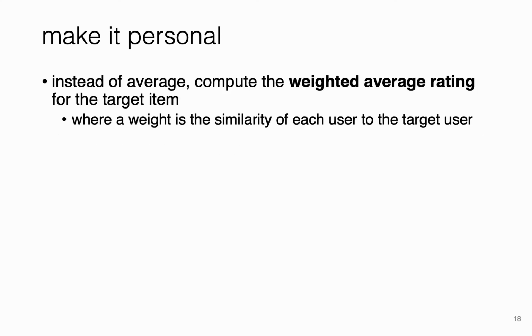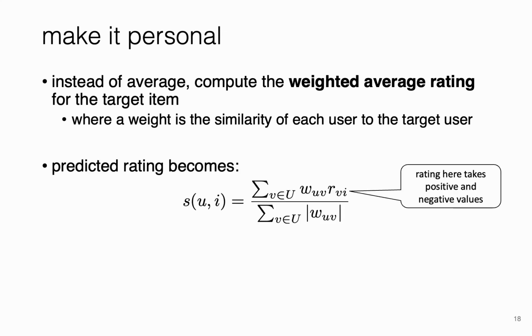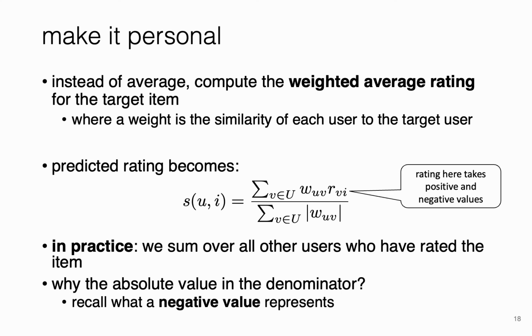Okay, so let's use these given similarities. Instead of the average rating, we will compute the personalized to the target user weighted average. The weights are the given similarities. The predicted rating formula is now shown. The sums are shown over all users, but in practice we sum over all other users who have rated the item. Note that the sum in the denominator uses the absolute value of the weights.